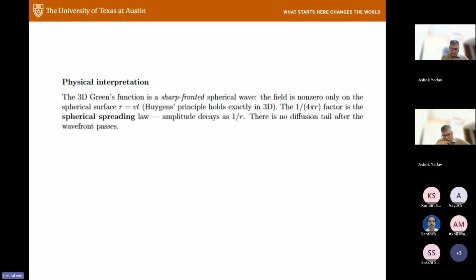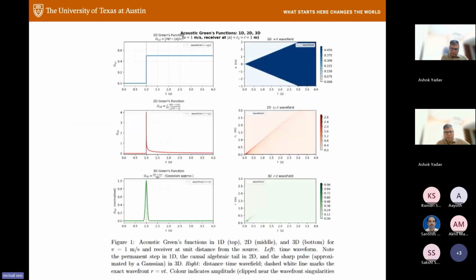So once you look at the three results, this is a Green's function for 1D, this is a Green's function for 2D, and this is the Green's function for 3D, okay? So once you inject a pulse in 1D, this is a step function. In 2D, it's got a decay, and this decay is 1 over square root of t, okay? And this is a 3D Green's function.